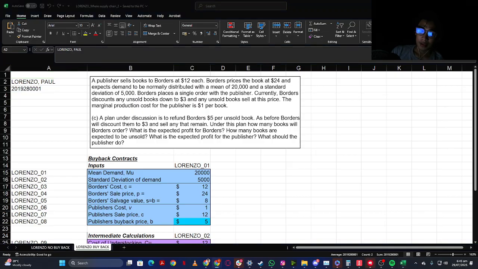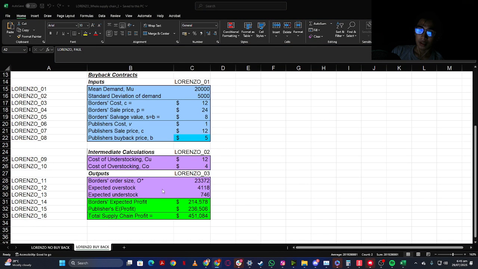All right, so for the updated inputs, the bookstore's salvage value will be 8, because 3 plus 5 is 8. And then the bookstore's cost would still be 12. So we have to compute the understocking and overstocking values. For the understocking value, we have C18 minus C17, so 24 minus 12 is 12. And then for overstocking, 12 minus 8, which is the salvage value. Cost minus salvage value is 4.